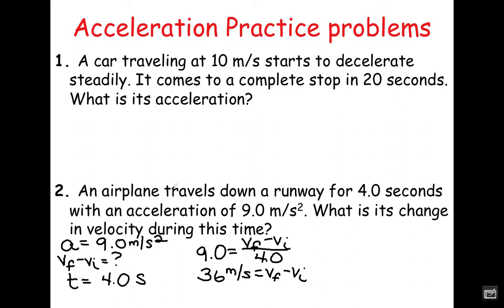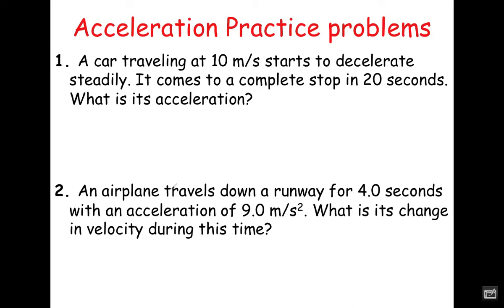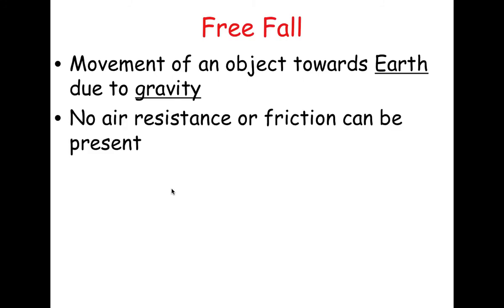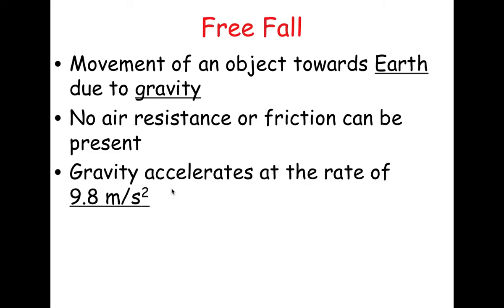Now a couple of other notes with acceleration. We can have a special type of acceleration which is called free fall. Free fall is the movement of an object towards Earth due to gravity. Now with free fall, we are assuming that no air resistance or friction are present. Now the nice thing about free fall is we actually already know the acceleration. It is at a rate of 9.8 meters per second squared.